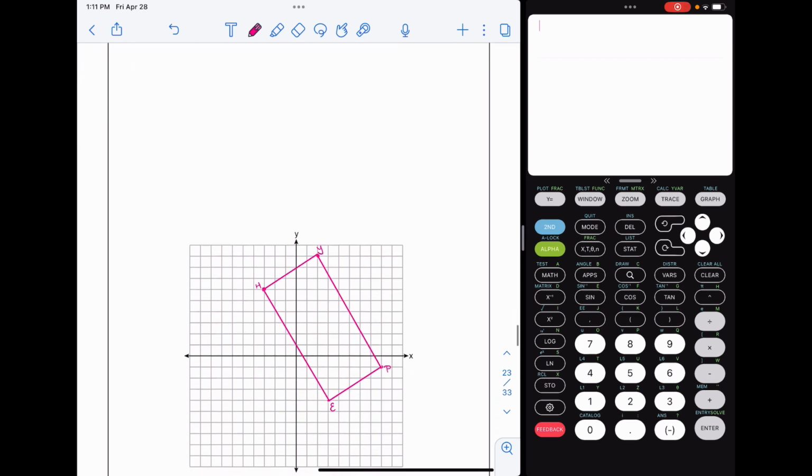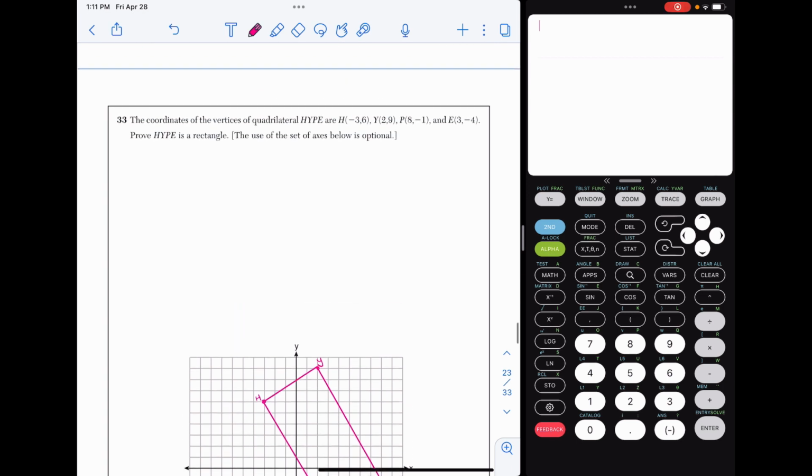So I have already gone ahead and plotted my 4 points, and I can see it does look like a rectangle, but we need to actually prove it is. We're going to use coordinate geometry formulas to do that. There are different ways to do it. You have to think about some properties you know about, in this case, a rectangle.